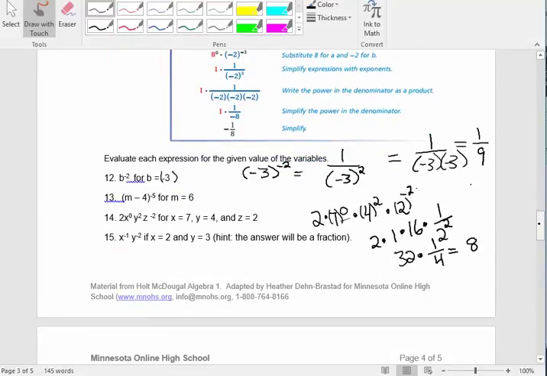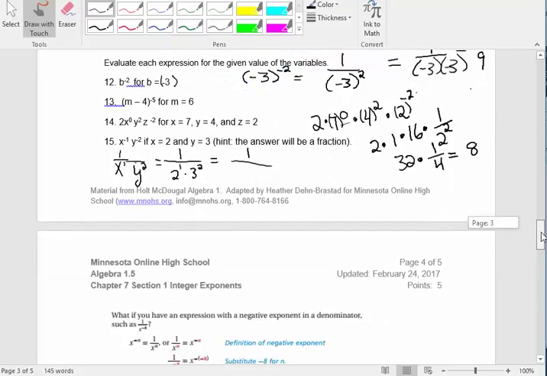Number 15, the answer will be a fraction, I gave you that as a hint. Let's simplify this first: x to the negative 1 would be 1 over x to the 1, or you can just write that as 1 over x. And y to the negative 2, we move that down as well and put a positive 2 for the exponent. So now we can replace our x with 2 to the 1, but that's just 2, and 3 squared. And then you can finish this. It'll be 1 over something, whatever 2 times 3 squared is.